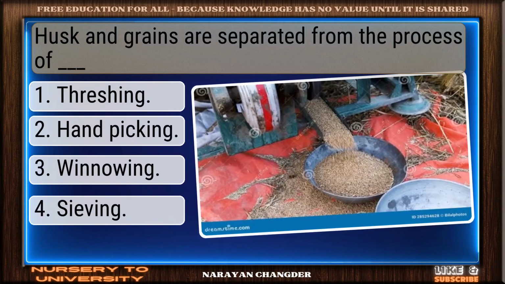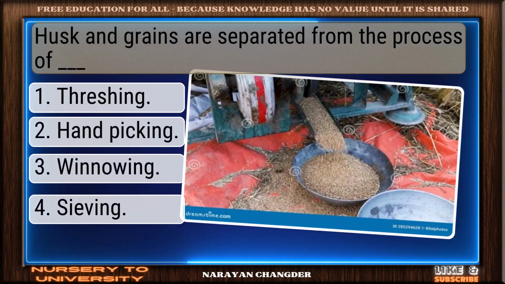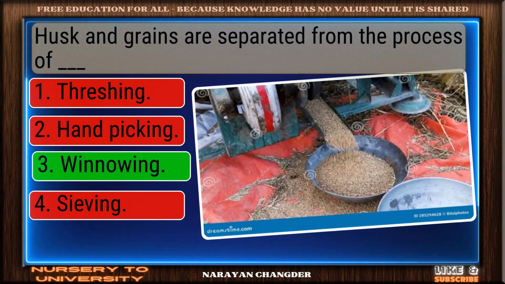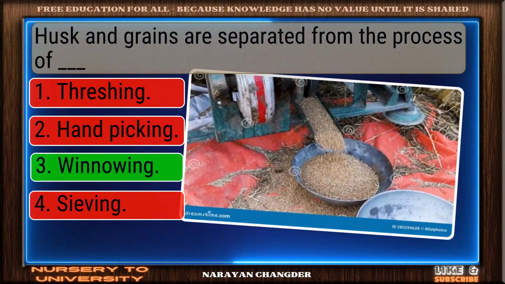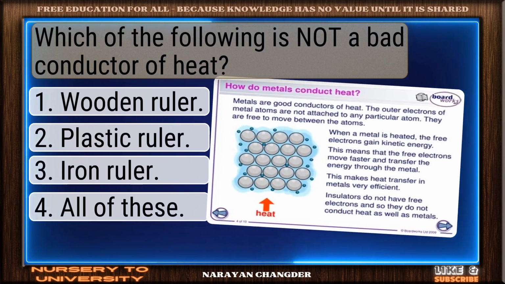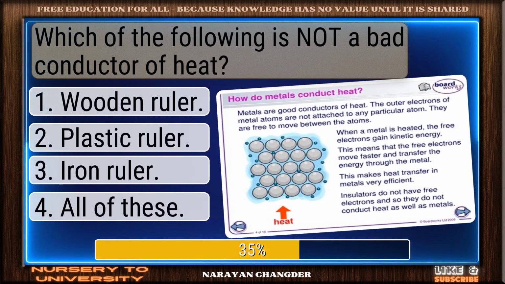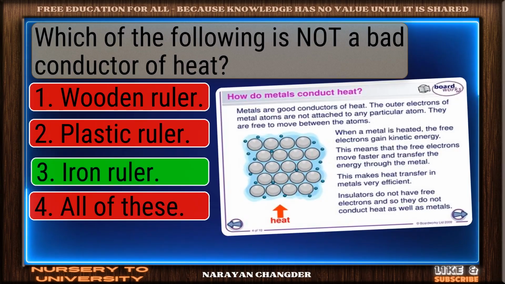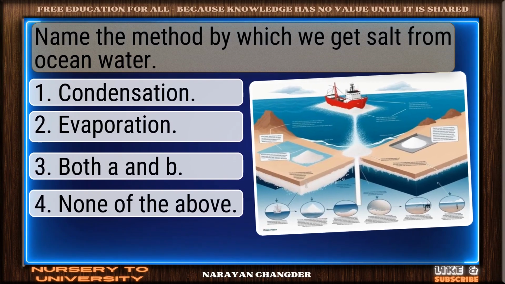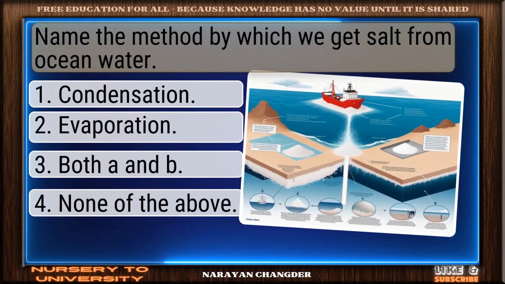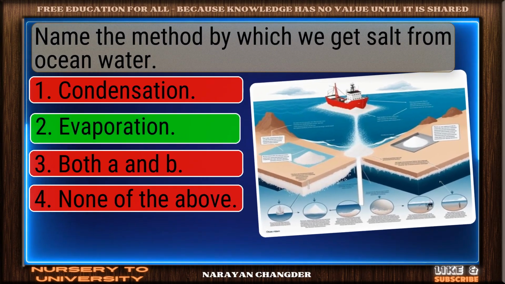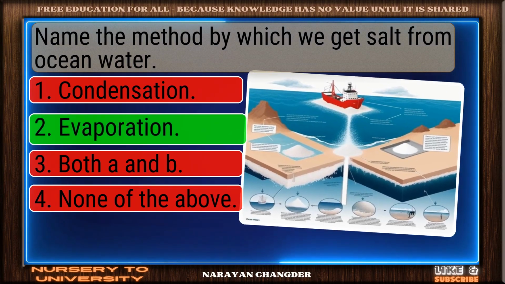Husk and grains are separated from the process of dash. Right choice. Winnowing is the best answer. Which of the following is not a bad conductor of heat? Bravo, iron ruler is the answer. Name the method by which we get salt from ocean water. You chose evaporation, and it is correct.